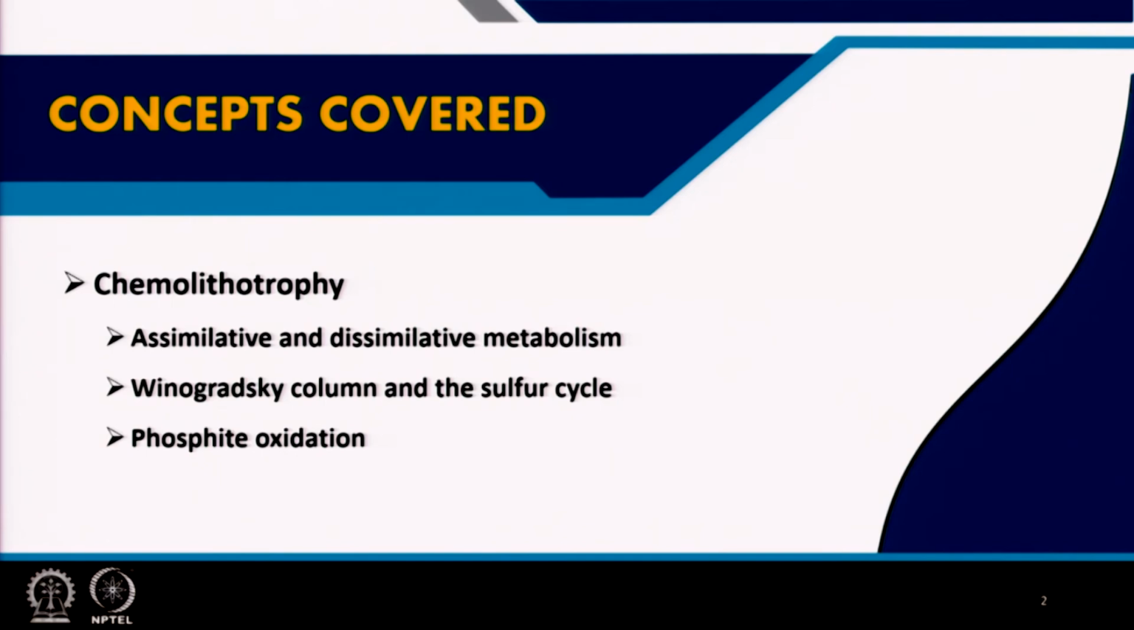I will first define assimilative and dissimilative metabolism, and then we will take a look at the Winogradsky column, the sulfur cycle, and phosphite oxidation, which is also part of the sulfur cycle.